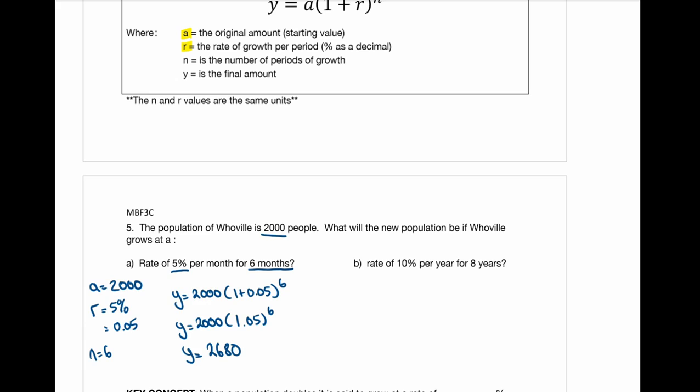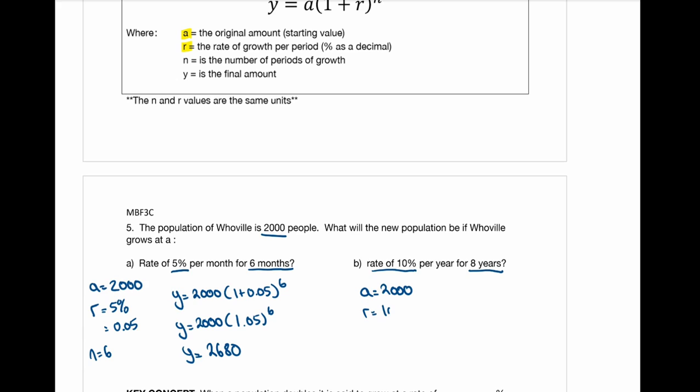So after 6 months at a rate of 5% per month, we get 2,680 as our population. For B, same idea, except now we're given a different growth rate and a different n value. So our a is still 2,000.